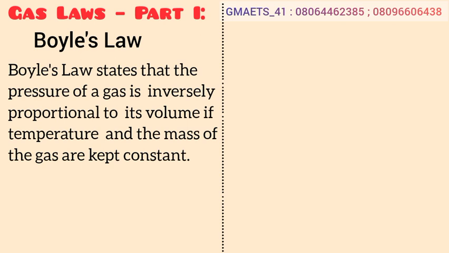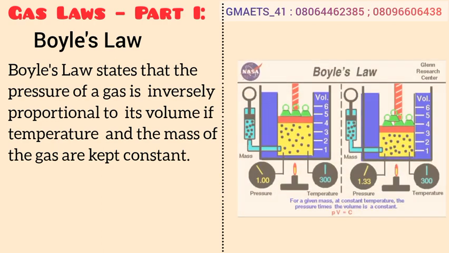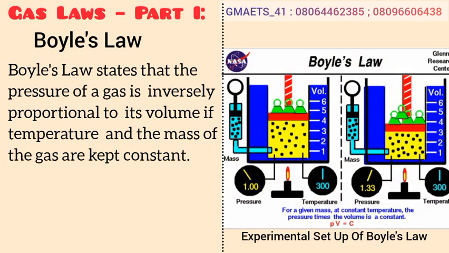Now you can take a look at the screen and you observe a diagram which shows a simple experimental setup of Boyle's Law. You notice that the temperature is kept constant at 300 Kelvin. And then what happens when a pressure of, say, 1 atmosphere or 1 millimeter of mercury was applied? Then you notice that the volume of the gas in the gas cylinder there was 4, could be 4 cubic centimeter depending on the unit of the volume used.